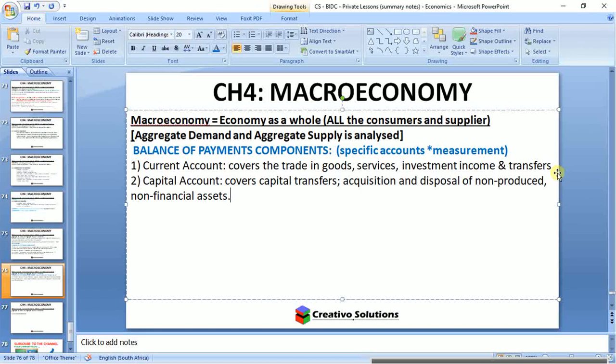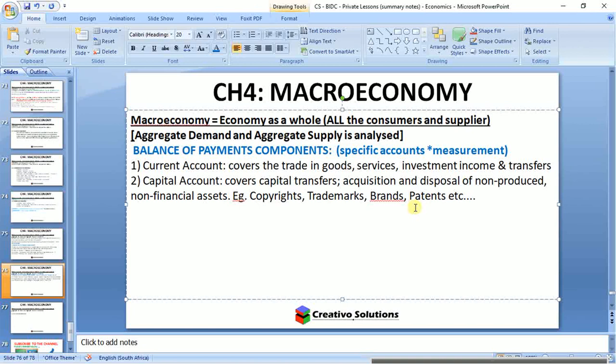Any idea? A copyright. Or patents or trademarks. It's kind of like laws, well, not really laws, intangibles, that's the right word. Copyrights, trademarks, brands, patents, etc. Those are some of the non-produced, non-financial assets.